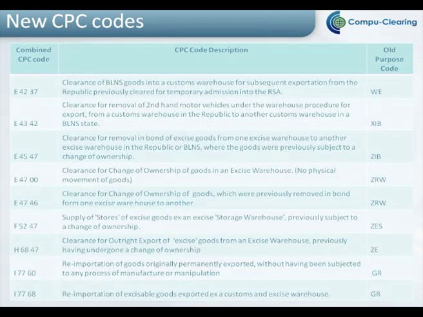To make it easier, we have combined the new and the old codes. So you can see, for example, that the old warehouse code, WE, has now been replaced with the new CPC code, the E4237, for clearance of BLNS goods into a customs warehouse for subsequent exportation from the Republic, previously cleared for temporary admission into the RSA. So too with all of the other codes. Not only are we giving you the new combined CPC code, but again, for ease of use, we have shown the old purpose code.